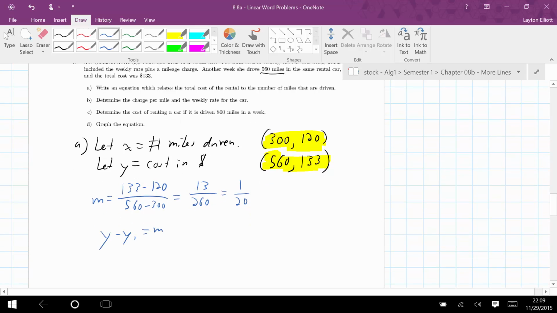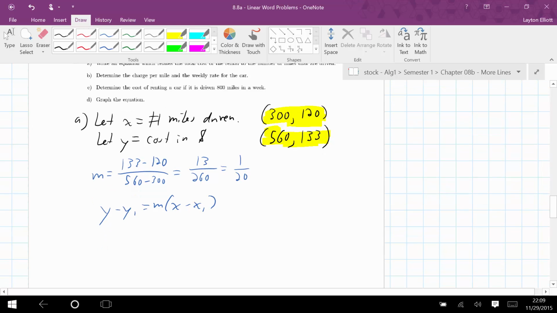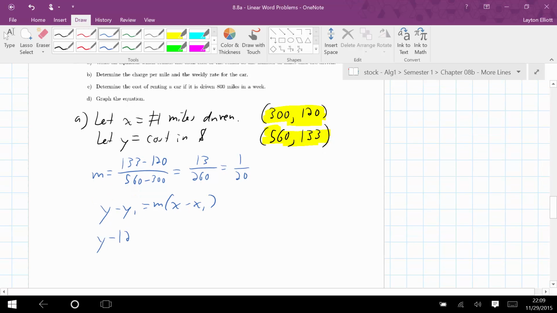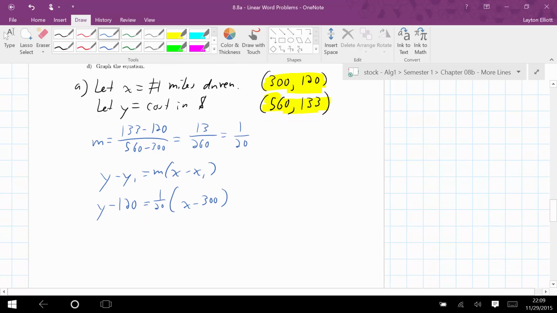So there's a slope, and then I'm going to do point slope form. y minus y1 equals slope times x minus x1. y minus, let's just pick the first point, 120 is equal to 1 over 20 times x minus 300. And we're going to put that in slope-intercept form. y minus 120 is equal to 1/20th x minus 300 over 20, which is 15. And then I'm going to add 120 to both sides, and I get y is equal to 1/20th x plus 105. All that to get this equation.